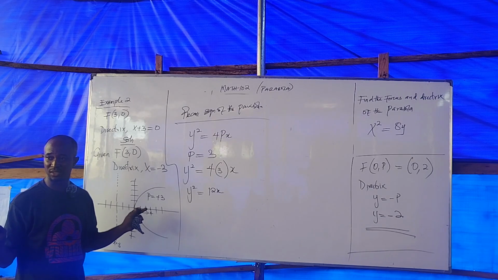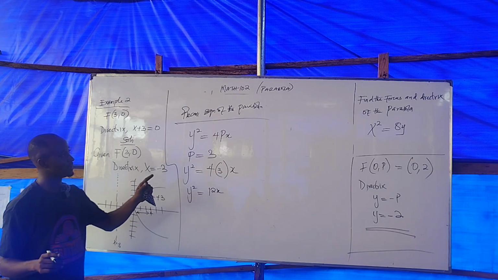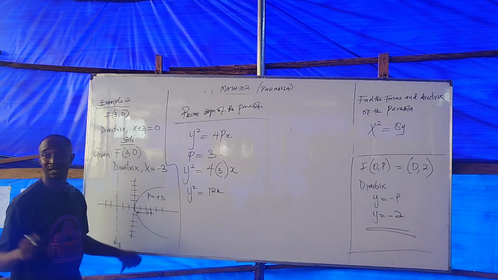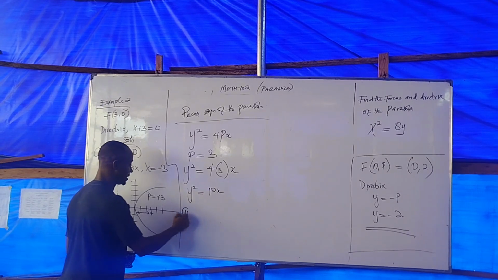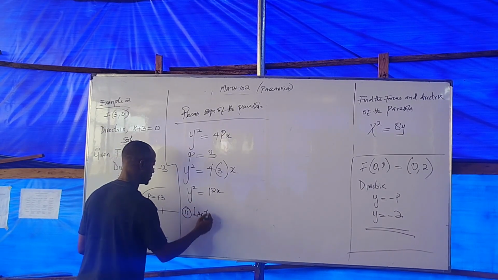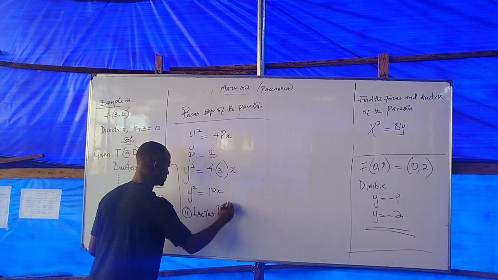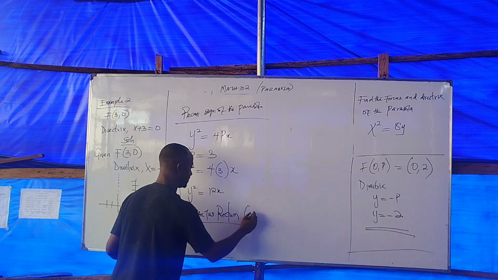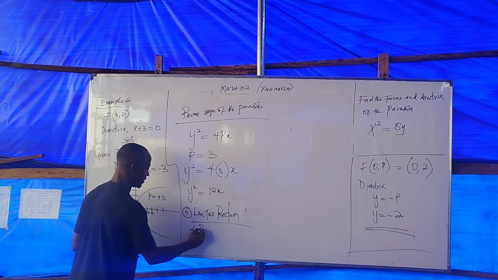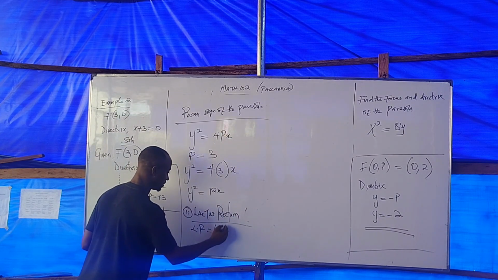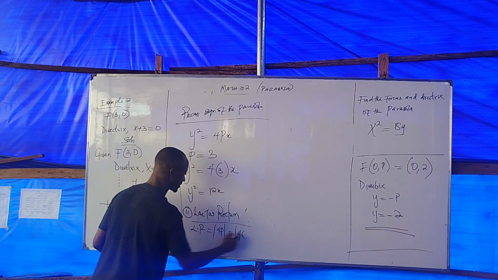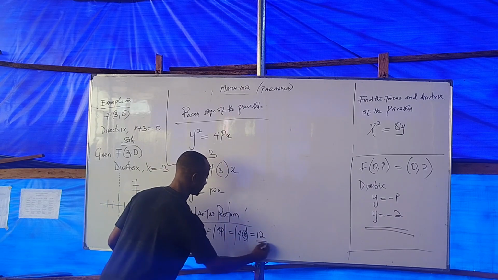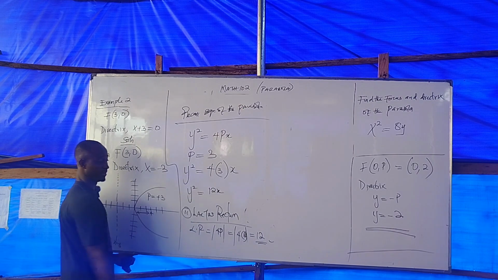What are we asked to find? The latus rectum. The length of the latus rectum is the absolute value of 4p, which is 4 times 3, which is 12. Even from the equation, I can just say it's 12.